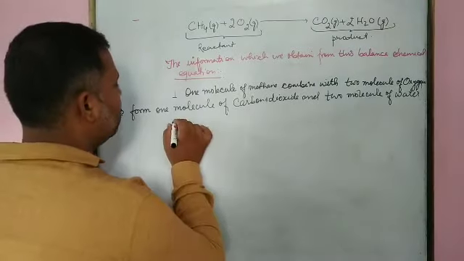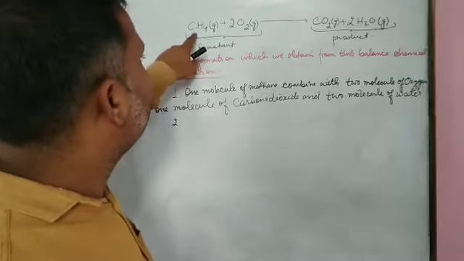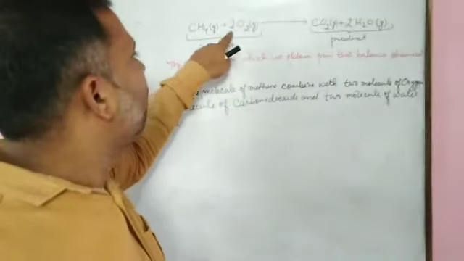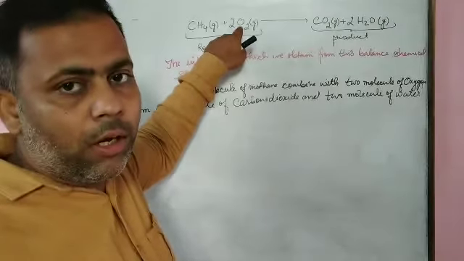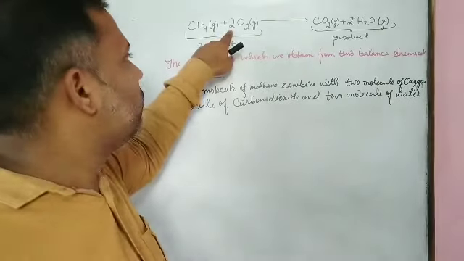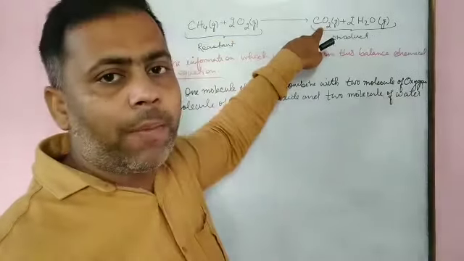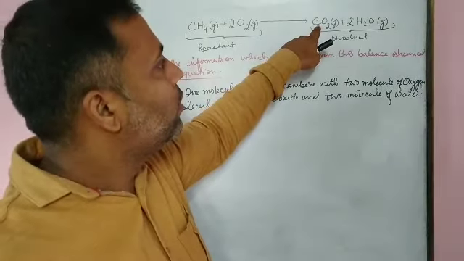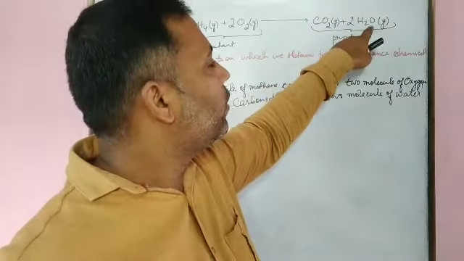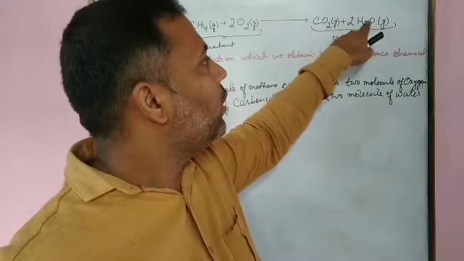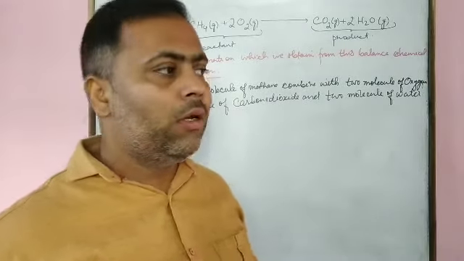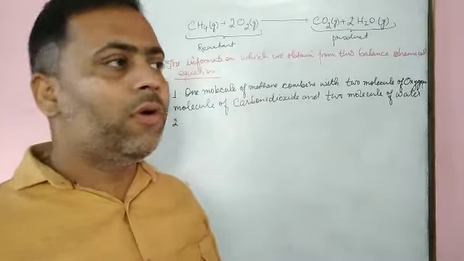So the next we will discuss is the mass. The mass of methane is 12 plus 4, 16 gram. The mass of oxygen: atomic mass is 16, so 32, 32 into 2, that is 64 gram. The amount of carbon dioxide produced here is 12 plus 32, that is 44 gram. And the amount of water is 2 plus 16, 18, into 2, 36 gram. It means when we relate the masses of reactant and product, what we have?